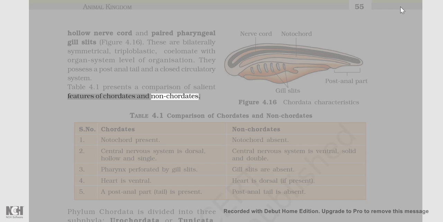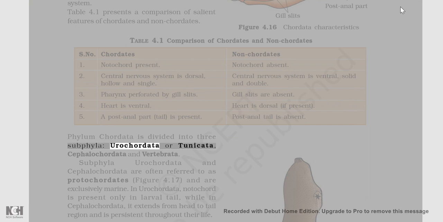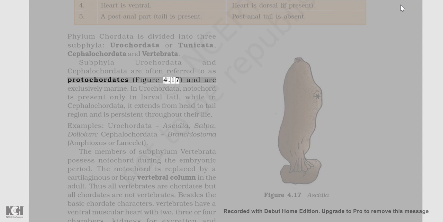Phylum Chordata is divided into three subphyla: Urochordata or Tunicata, Cephalochordata, and Vertebrata. Subphyla Urochordata and Cephalochordata are often referred to as protochordates, figure 4.17, and are exclusively marine. In Urochordata, notochord is present only in larval tail, while in Cephalochordata, it extends from head to tail region and is persistent throughout their life. Examples: Urochordata: Ascidia, Salpa, Doliolum; Cephalochordata: Branchiostoma, amphioxus or lancelet.